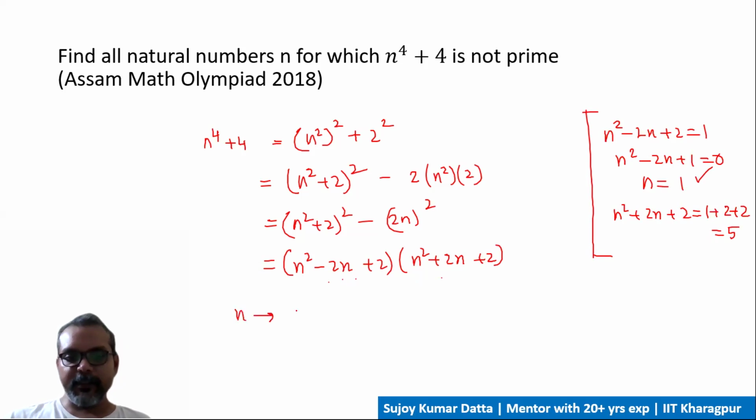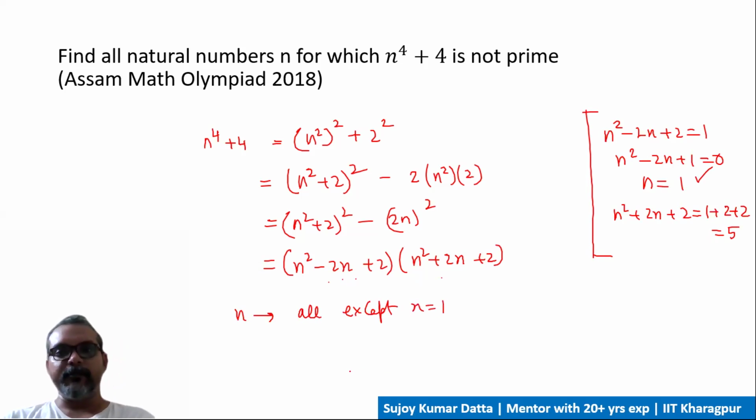So the solution for n is all except n equal to 1. Everything except n equal to 1. All natural numbers except n equal to 1 is the answer. Let's go to the next one.